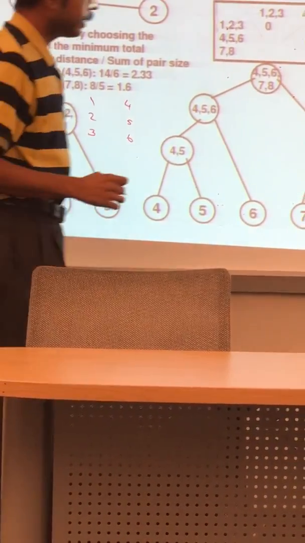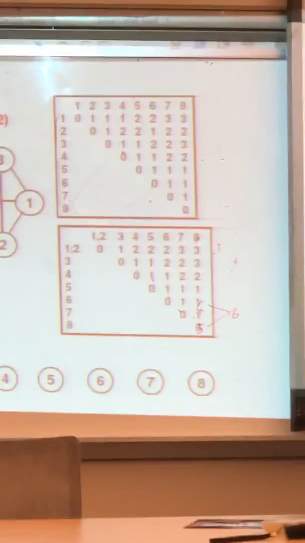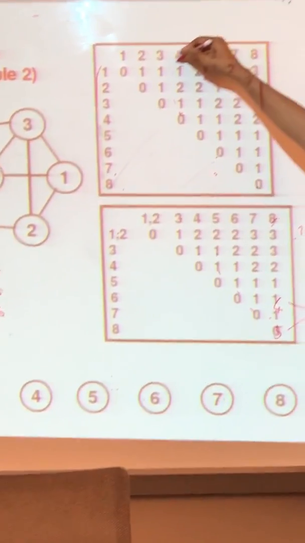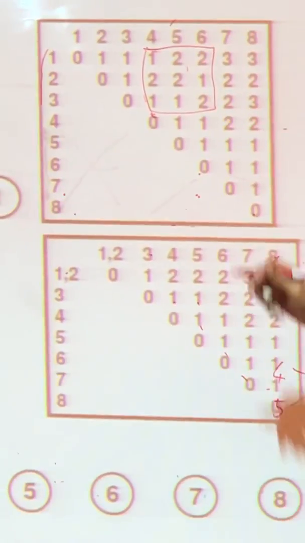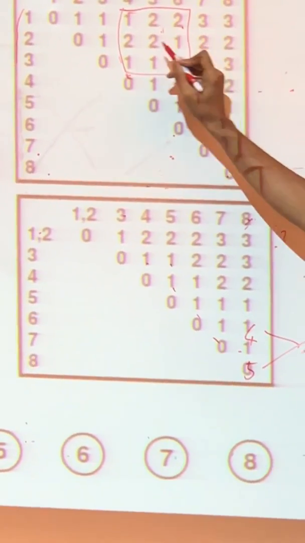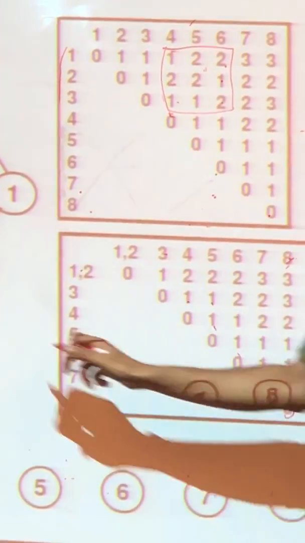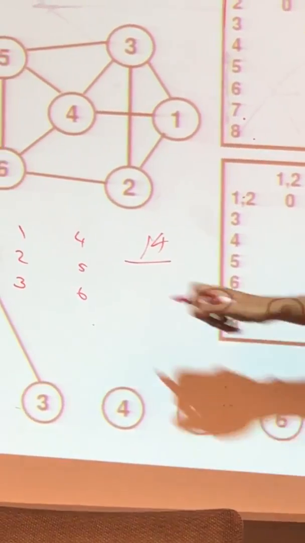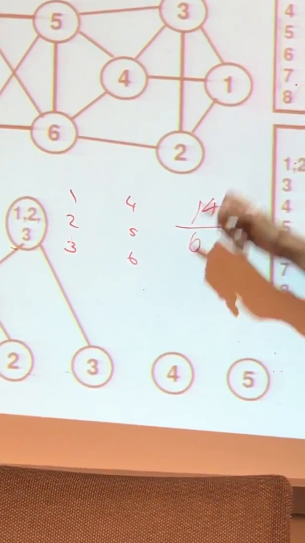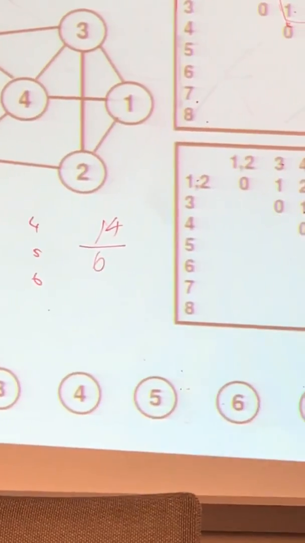So we need to really sum up all those distance values in the block. 1, 2, 3 with 4, 5, 6. Okay? So that's going to be 1 plus 2, 2 is 5, 10, 4, 14. So 14 divided by what? 6. Why? Because there are 6 vertices together in the 2 pairs put together. So 14 divided by 6 is one value.